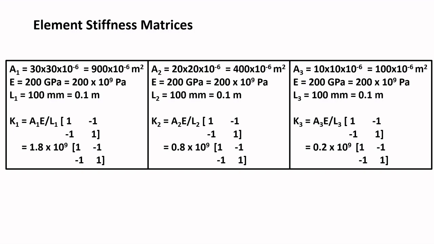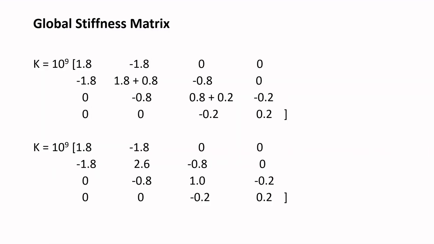So if you multiply the A1E by L1, it is going to give you 1.8 into 10 power 9, and if you do the calculation for A2E by L2, it is going to give you 0.8 into 10 power 9, and in the last case if you multiply A3E by L3, it is going to give you 0.2 into 10 power 9, and then we have [1 -1; -1 1] as the matrix. So these are the individual element stiffness matrices, and now we need to calculate the global stiffness matrix.